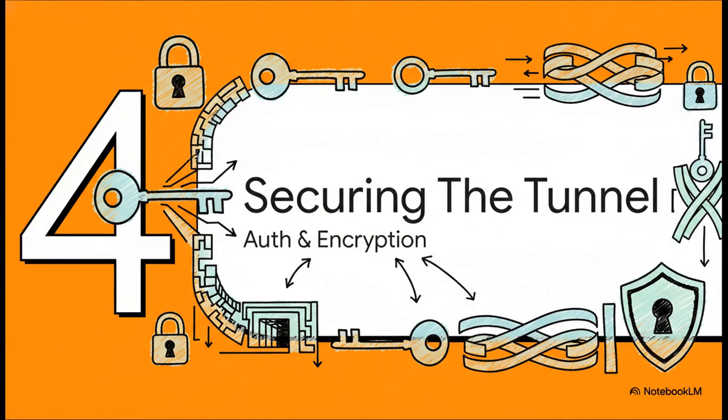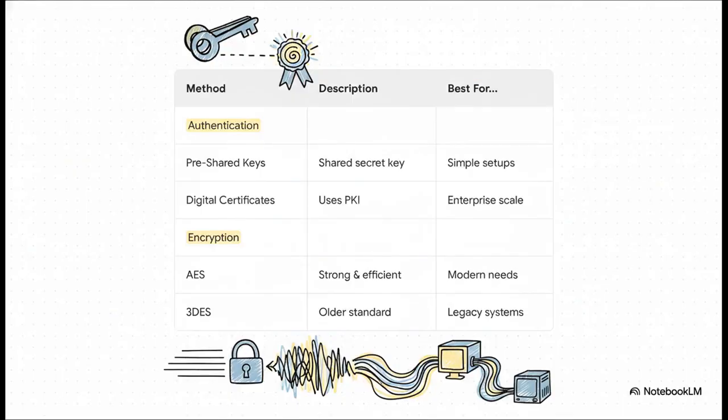Okay, we've got the structure of our network planned out. Now it's time to talk about what makes that tunnel actually secure. We're talking about the protocols for authentication and encryption. This is, for all intents and purposes, the digital lock and key. This table lays out our main options really clearly.